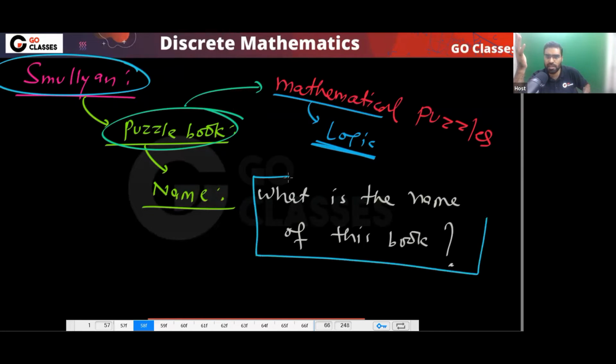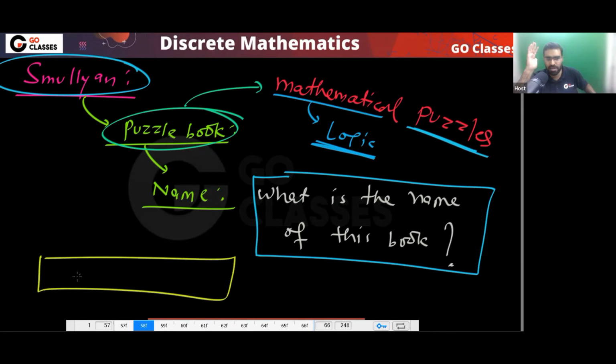Okay, what is the name of this book? You can find this on internet. You can download this, and in this book we used to solve these puzzles. Of course we did not solve much. I think hardly 10 puzzles we solved. In this book there were many puzzles, and most of the time whenever we were traveling in the Delhi metro, then we would solve these puzzles.